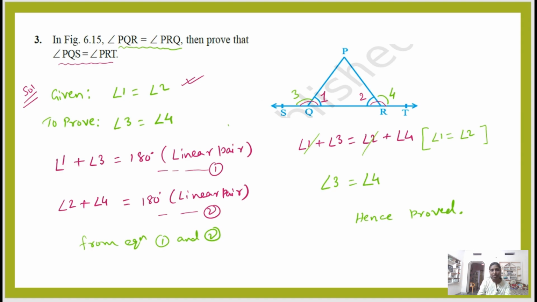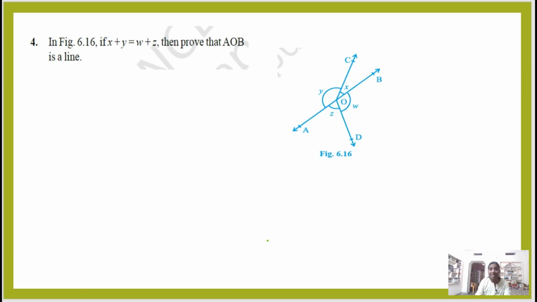Now let's move to the next question. In figure 6.16, if x plus y is equal to y plus z, then prove that AOB is a line. We have to prove that AOB is a line. You may say, ma'am, it is already looking like a line. It is looking like a line, but it is not given that AOB is a line. We have to prove it. So how will we prove that?